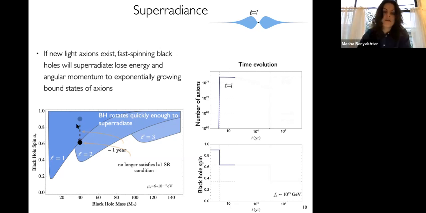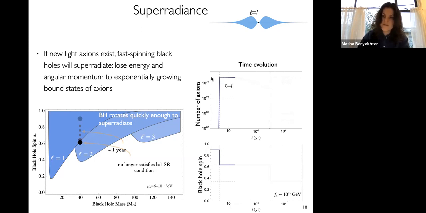So if you start with, say, a black hole with 0.9 of its maximal spin, and there's a light axion in the theory that has, here I've picked a mass of 6 times 10 to the minus 13 eV, which corresponds to a Planck scale axion. This black hole is rotating fast enough to satisfy the superradiance condition for the L equals 1 axion mode. So the kind of 2p level of axions around the black hole. And it'll superradiate, and the number of axions will grow exponentially fast.